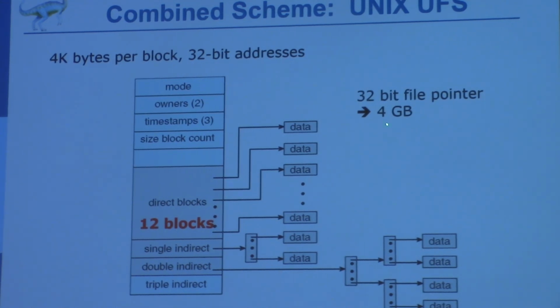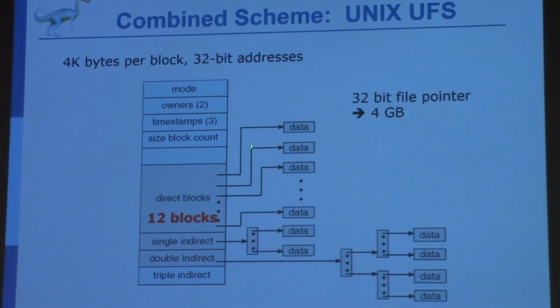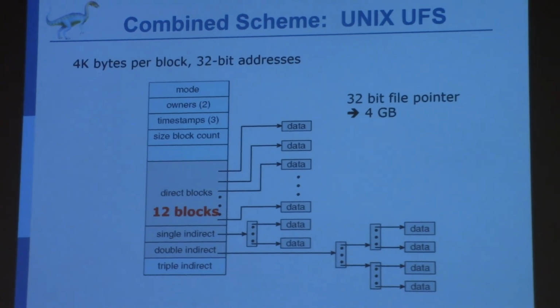32-bit is 4 GB because it's designed like this. They are using, for example, the direct block. Direct block is an index block. It's a directory. So it points to the data block.